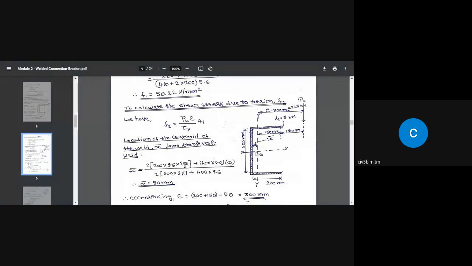If you consider this triangle, this distance is known, that is 200 minus x bar, that is 50, which gives you this distance, that is nothing but this distance. Drop a line here. This distance is going to be 400 by 2, that is 200. Once you know these two distances, in this right angle triangle we can find the hypotenuse, and this hypotenuse is the distance r.